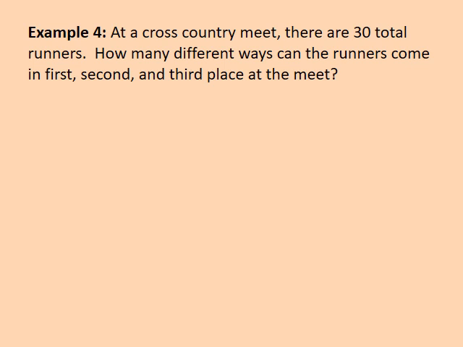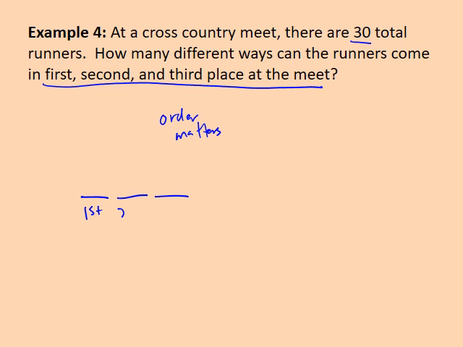Example 4. At a cross-country meet, there are 30 total runners. How many different ways can the runners come in first, second, and third place? So first of all, we have 30 runners, and they're coming in first, second, and third place. So order matters. When order matters, we know we have a permutation. So I'm going to first do it with slots. So we have 3 slots, a first place slot, a second place slot, a third place slot. So there are 30 possible runners that can come in first place.